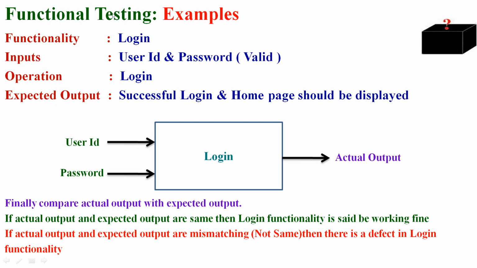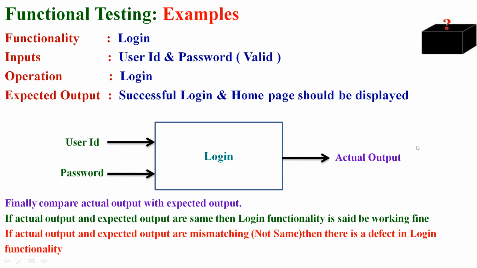So the name of the functionality is login. The inputs for the login are user ID and password. Now I am considering only the valid here at present. And the operation, what is the name of the operation? Login operation. And what is the expected output? After entering the valid user ID and valid password, click on the login button. What is the expected output? Login should be successful and the home page should be displayed. Right? So the user ID and password are the inputs, login is the operation, and then we will get the actual output. After getting the output, what are we supposed to do? You have to compare the actual output with the expected output.